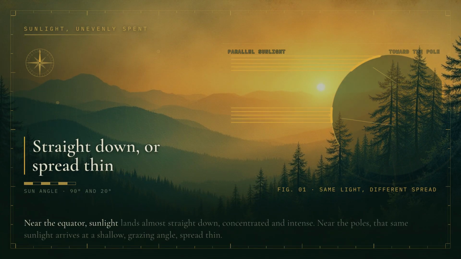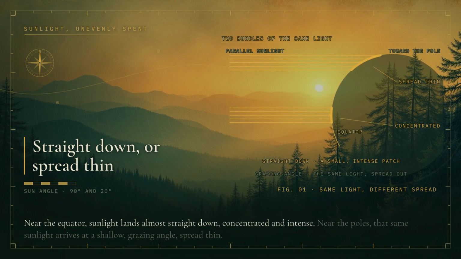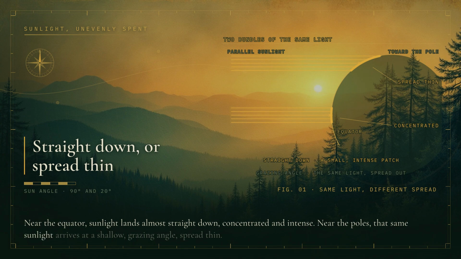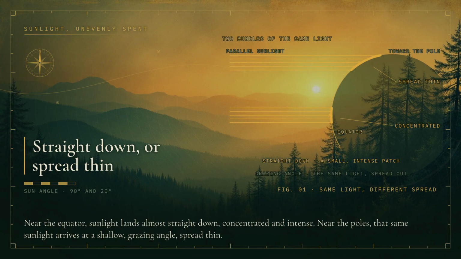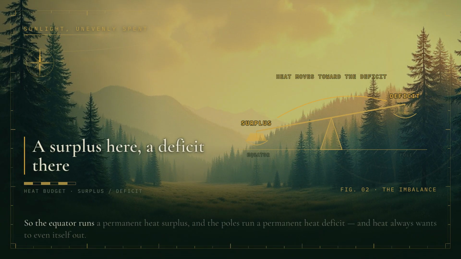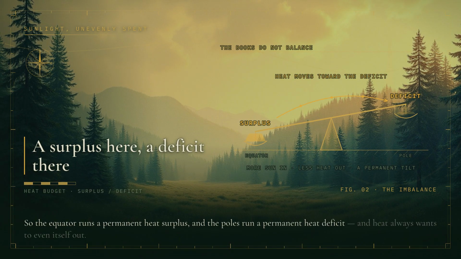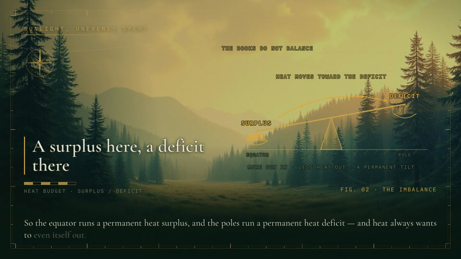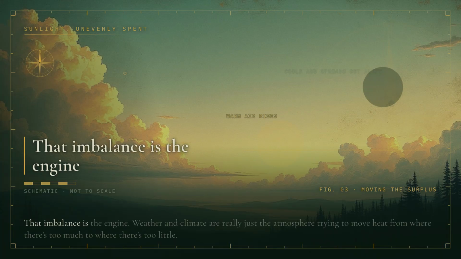Near the equator, sunlight lands almost straight down, concentrated and intense. Near the poles, that same sunlight arrives at a shallow, grazing angle, spread thin. So the equator runs a permanent heat surplus, and the poles run a permanent heat deficit. And heat always wants to even itself out. That imbalance is the engine.